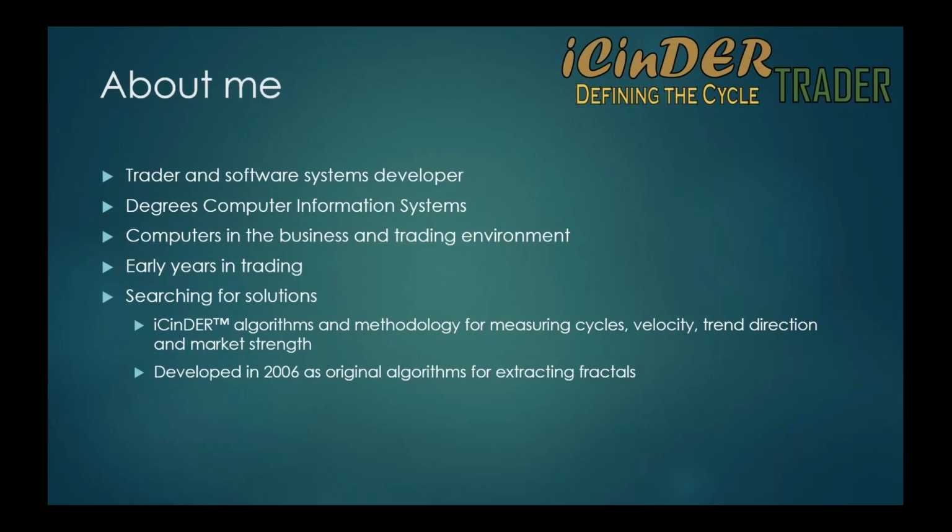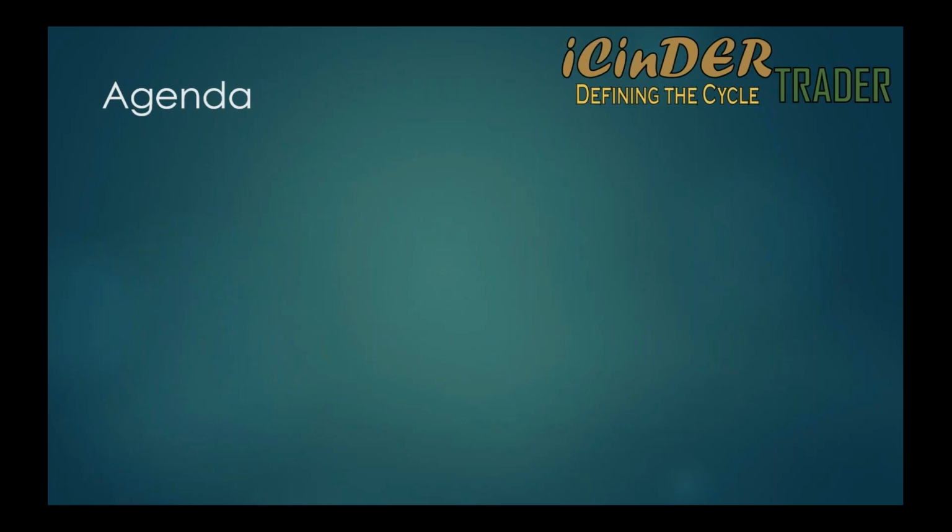The original algorithm is called iCinDER, which is cycle indicator. And we all know about entropy, which is the disarray of molecules. And so it's a resolver of entropy of the market, attempting to look at the chaos in the market and, out of that, extract something that is valid.